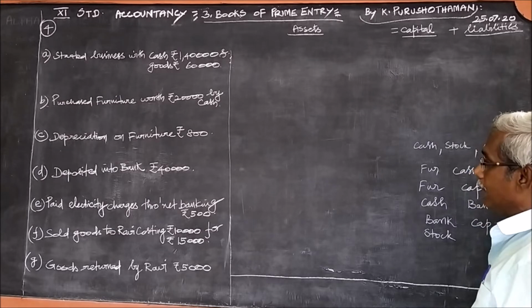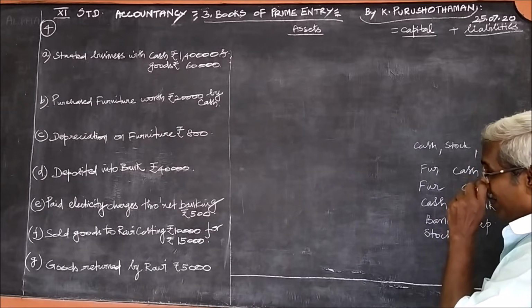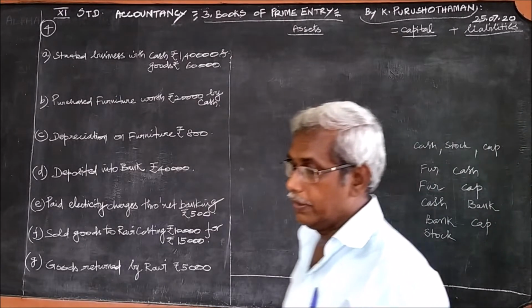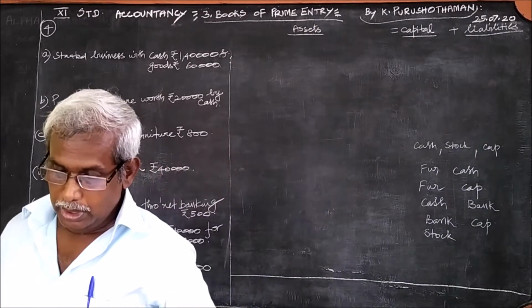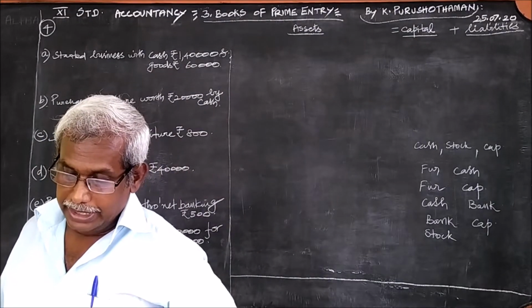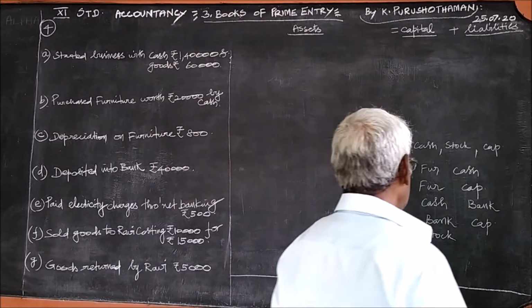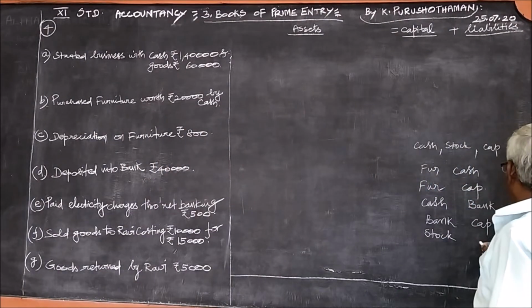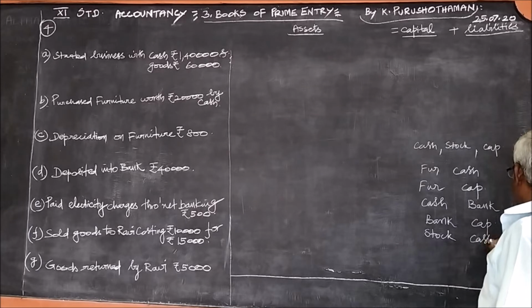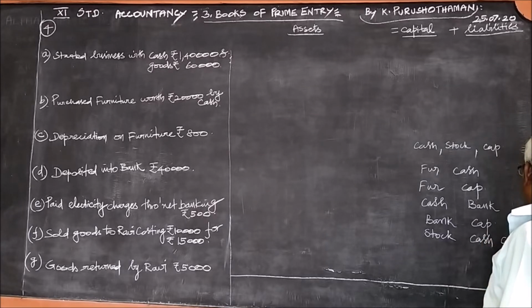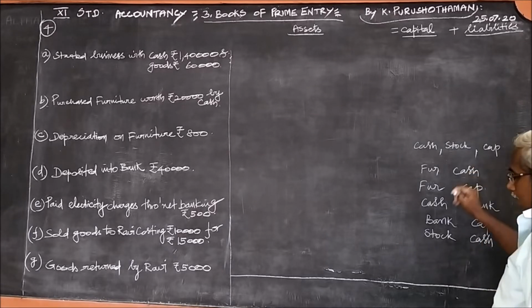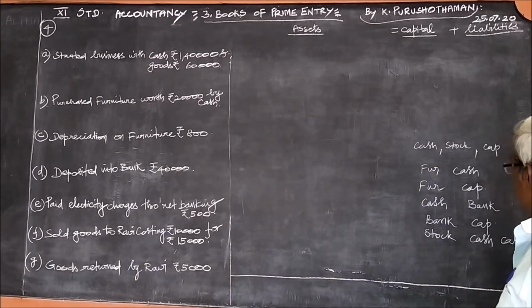And what happens? For rupees 15,000 it is sold away. Sold goods to Ravi costing 10,000 for 15,000. So cash 15,000 it comes. It is connected with the capital. I will explain once again.